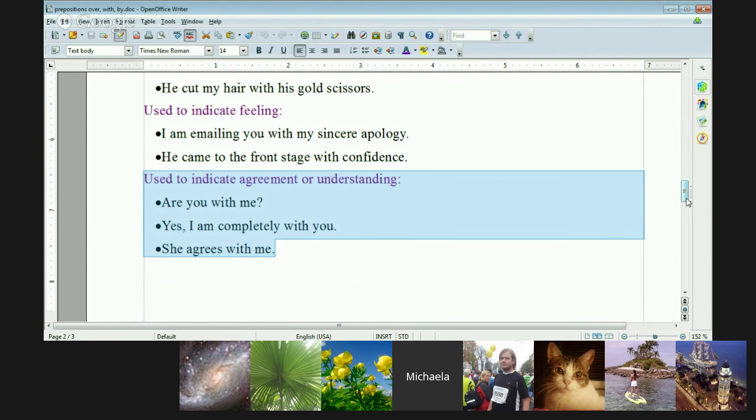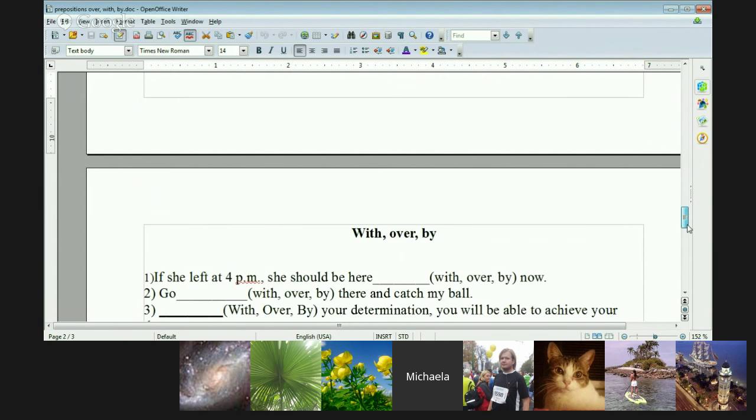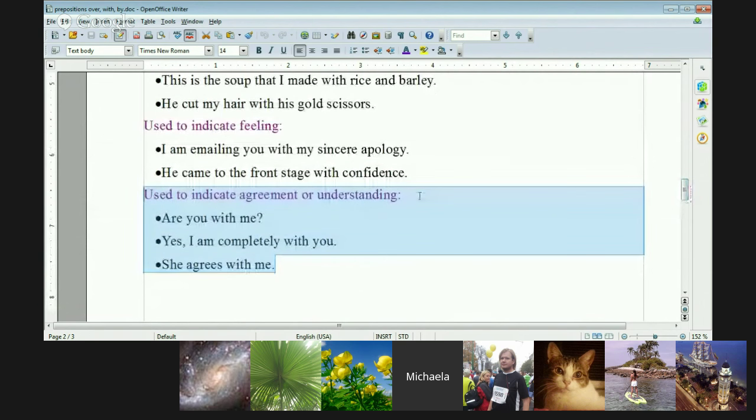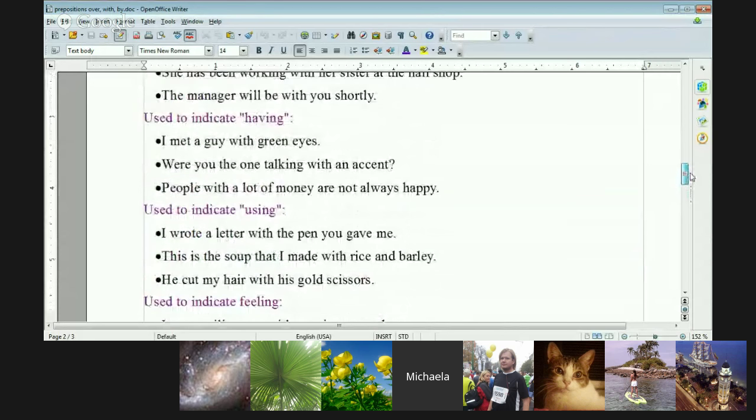Used to indicate agreement or understanding. Are you with me? Yes, I'm completely with you. She agreed with me. Thanks, and that's the end. So we've got 5 different rules here. Questions on those before I give you guys some sentences?